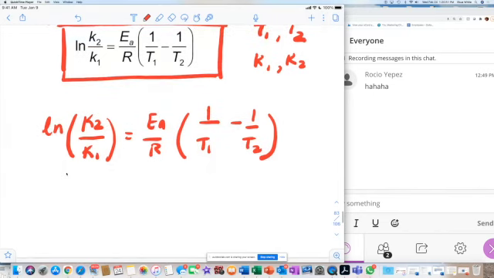Make sure the units are working out correctly. This is K in Kelvin. This is K in Kelvin. This is the constant I was talking about, 8.314 joules per mole K. And then everything else works out mathematically.